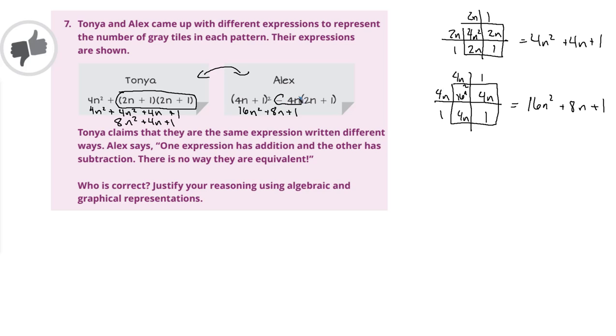Now I need to take Alex and take that negative 4n and distribute to both parts. So that's the second part of it. So negative 4 times positive 2 gives me a negative 8. N times n is n squared. Negative 4 times positive 1 gives me a minus 4n. Combine like terms gives me 8n squared plus 4n plus 1. So these two expressions are equivalent, then they are the same.